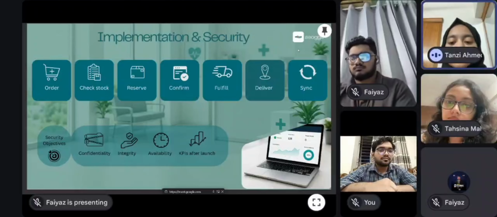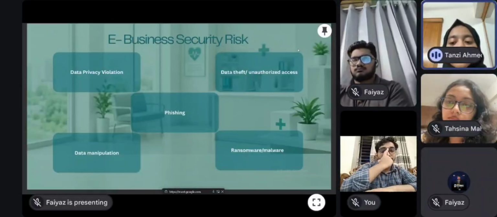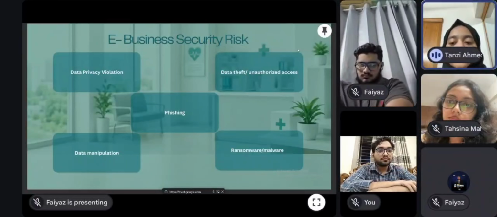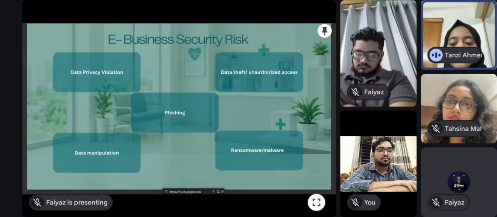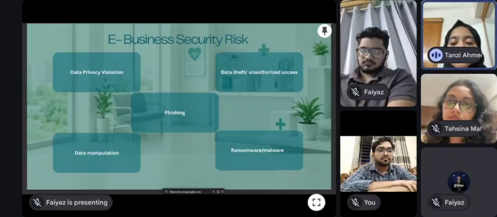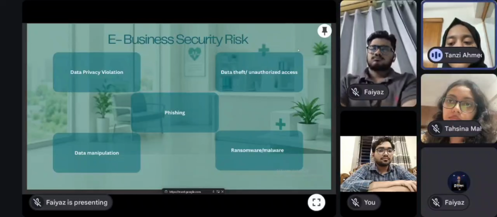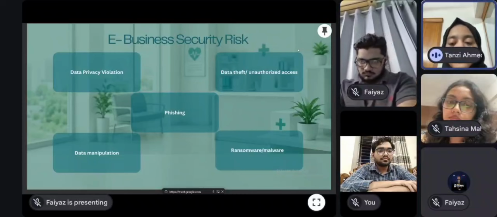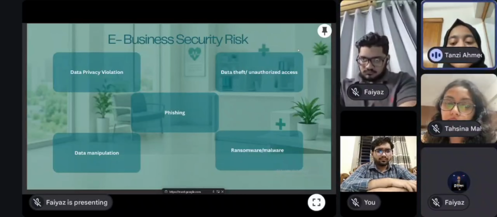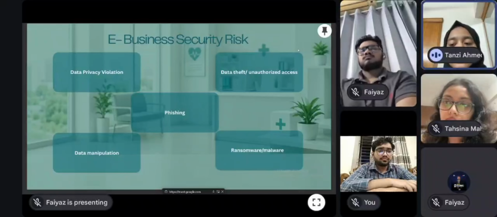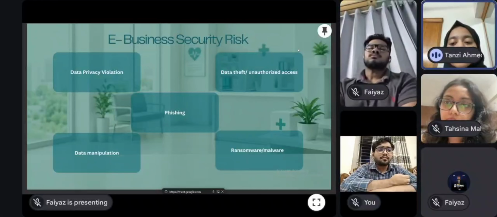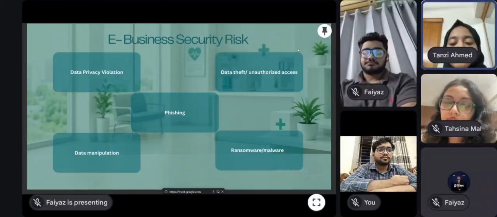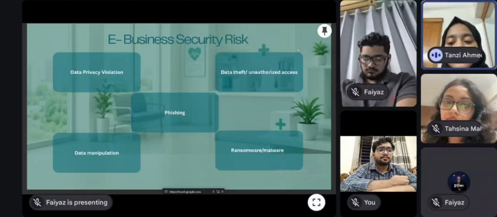Moving to the next slide, e-business security risks. Arogga faces five major security risks. These are data privacy violations, data theft and unauthorized access, data manipulation, ransomware and malware, and phishing. Since Arogga handles customer and healthcare information, these risks can affect both the organization and customer trust. Therefore, strong security measures are essential for protecting the business and its customers. Let's look at the next slide.